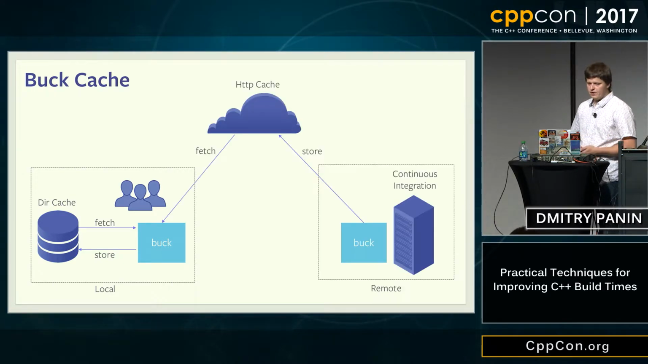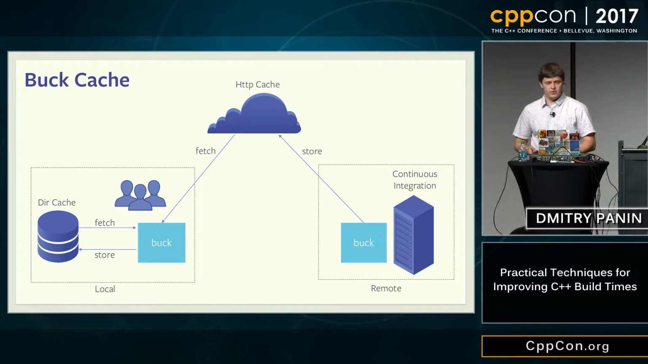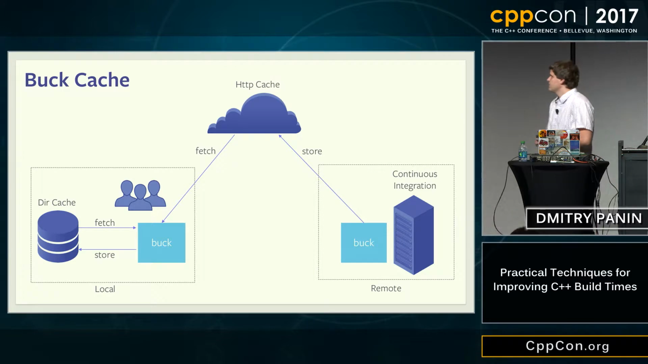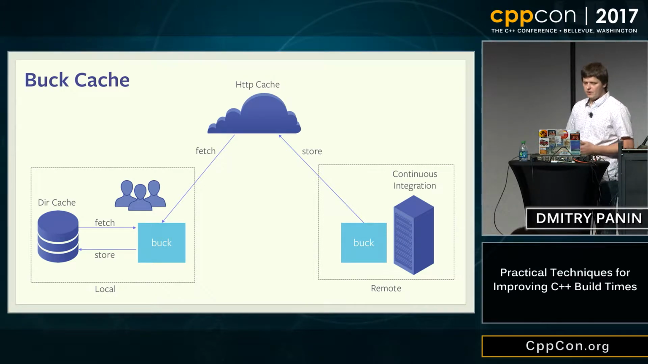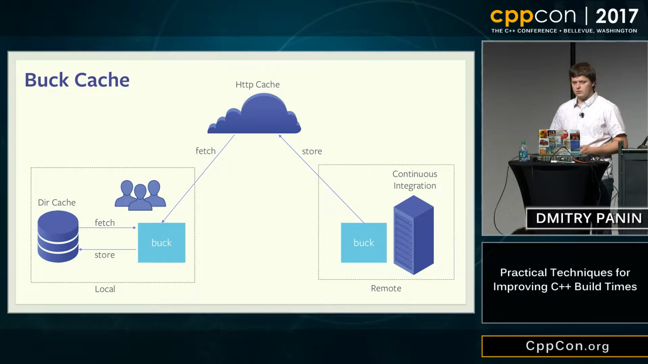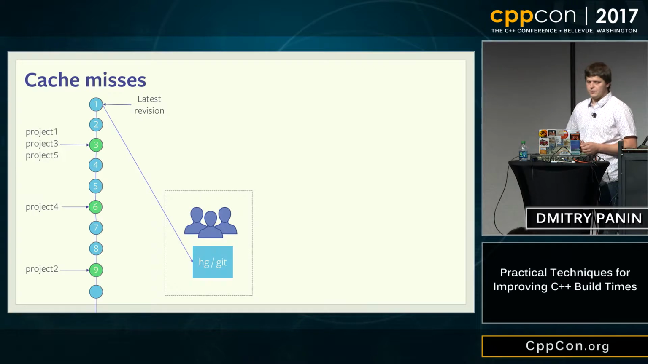So Buck has this concept of an HTTP cache. It's something in the cloud. And we use continuous integration to populate this cache. The continuous integration builds the artifacts and uploads them to the cache. And then the clients can check it, and it actually works quite well. However, there are some problems with that.